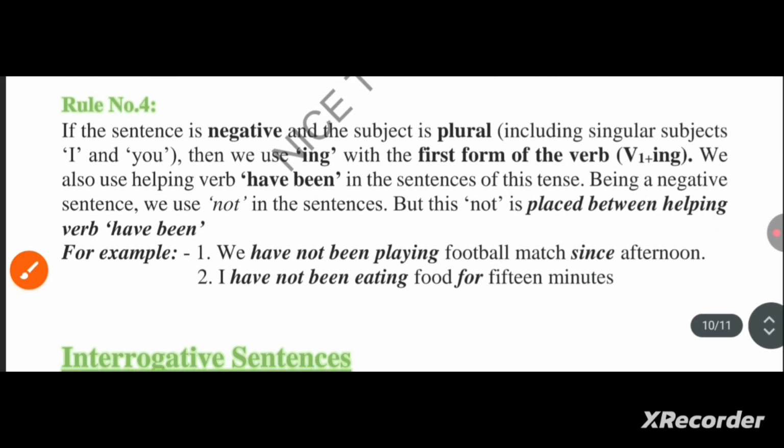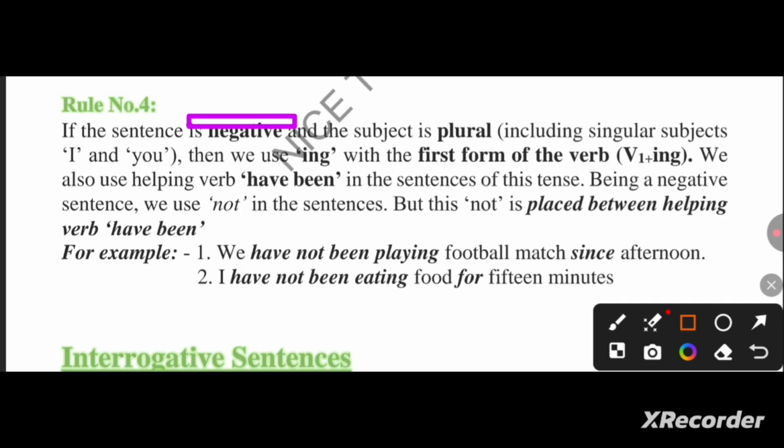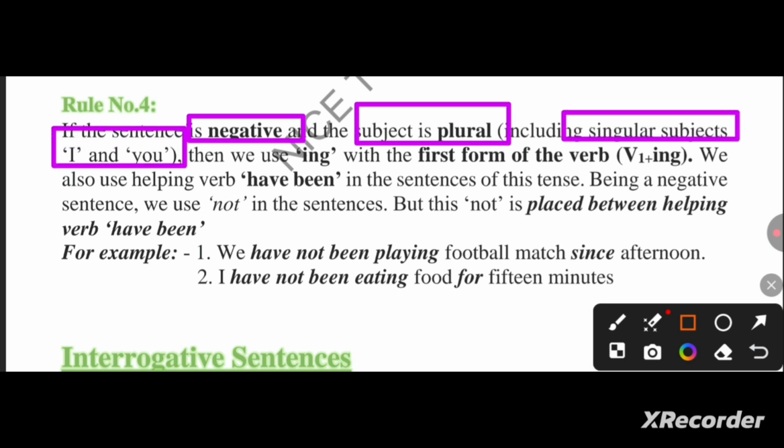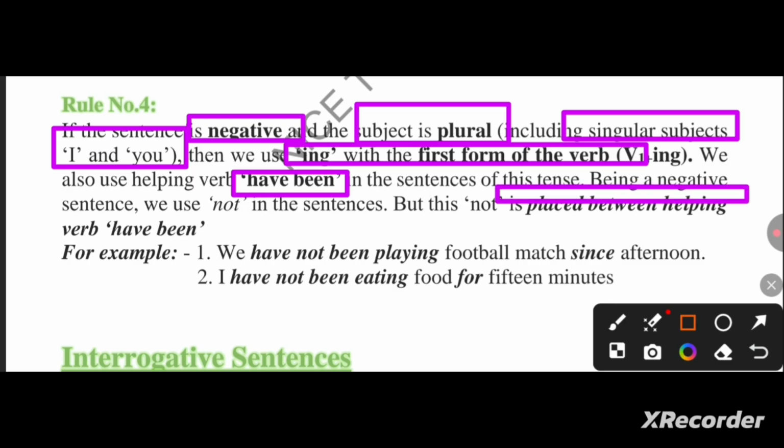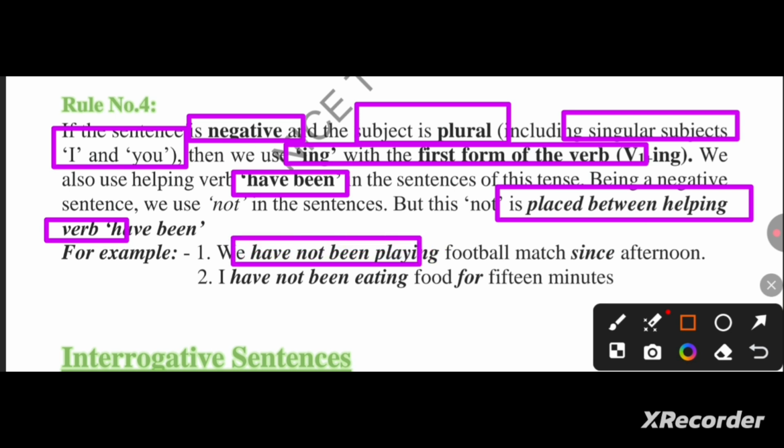Now, if the sentence is a negative one and subject is plural, including singular subjects I and you, we use ing with the first form of the verb. Helping verb have been is used, and this word not, because the sentence is a negative one, it is placed between helping verb, that is have been. We use it like that, have not been.